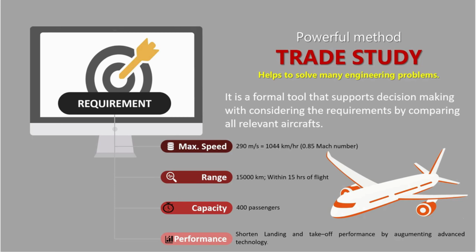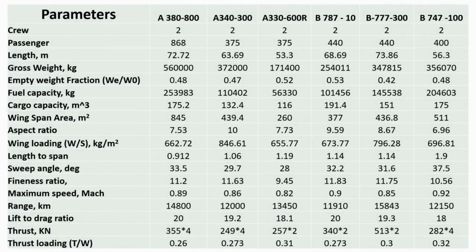Now, based on our example, we have considered the large passenger aircraft, with a passenger capacity of 400. Now, if you look into a few aircraft, here I have taken 6 aircraft: Airbus 380, Airbus 340, Airbus 330 and Boeing 787, 777 and 747. So now we will study these 6 aircraft thoroughly.